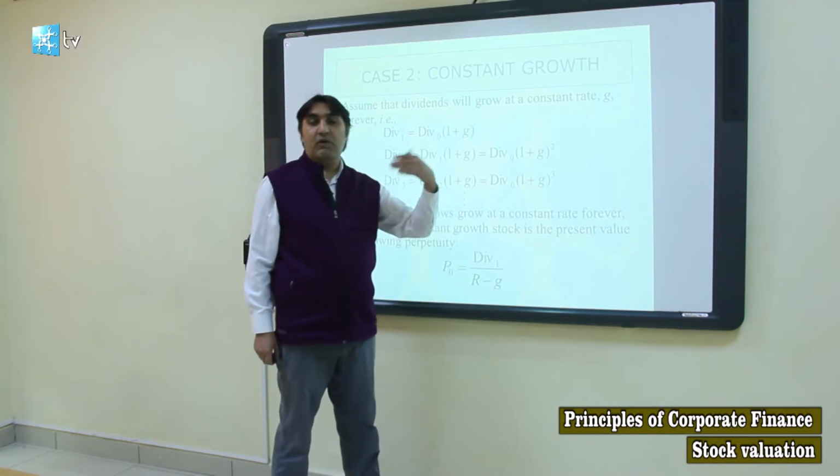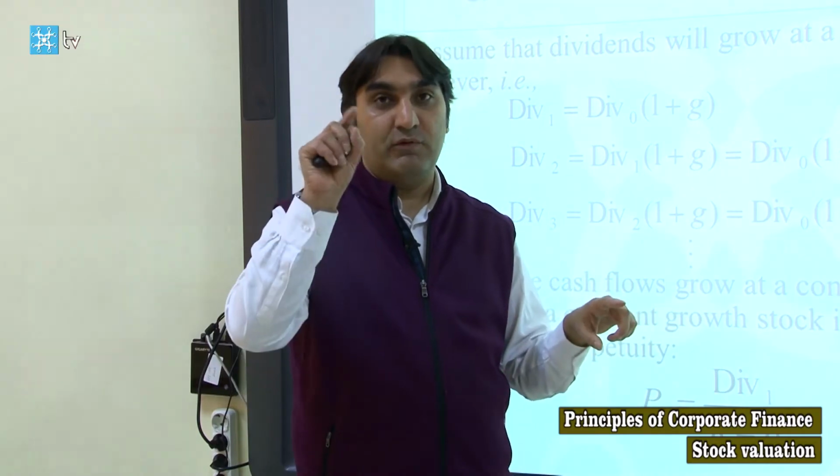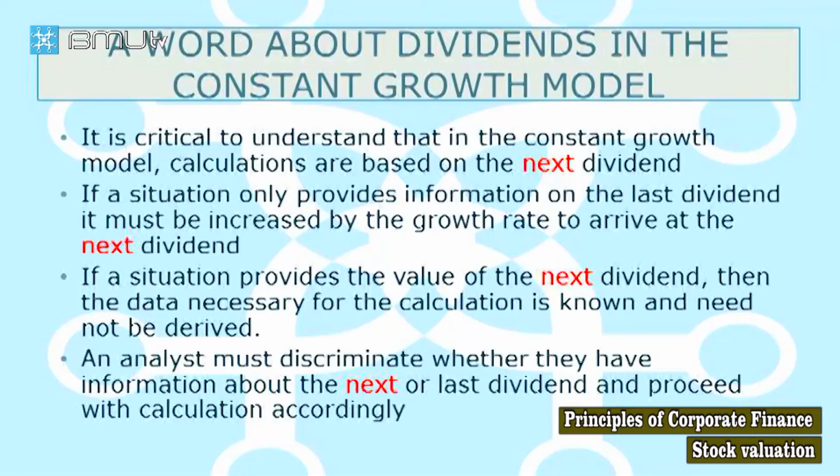Dividend 5 also equals dividend 0 times (1 plus g) to the power of 5. It's important to understand that the constant growth model calculations are based, as I said, on the next dividend. If a situation only provides information on the last dividend, the just-paid dividend, it must be increased by the growth rate to arrive at the next dividend. So it's important to pay attention to expressions like just paid or next period. If it is a just-paid dividend, we need to adjust it to the next dividend.